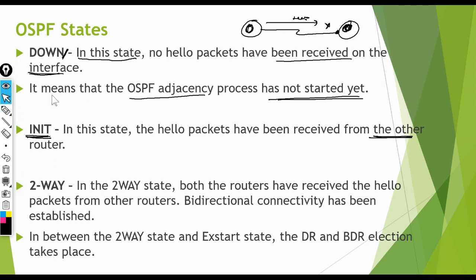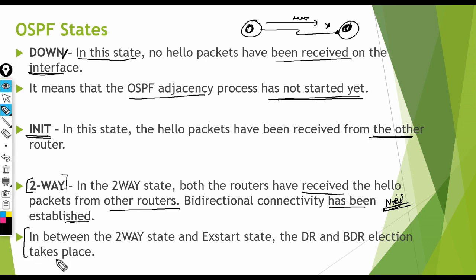Next, once the router has sent the hello packet and received the hello packet, the router goes to the two-way state. What happens here? In two-way state, both routers have received the hello packet from the other router. Bidirectional connectivity is established here, and only here will the routers form the neighbor relationship. That means the neighbor relationship has been established here.